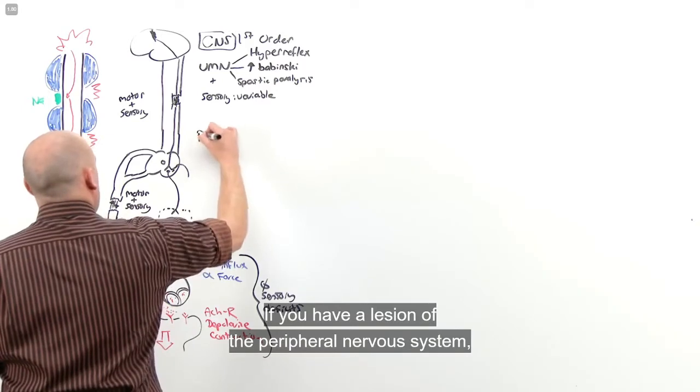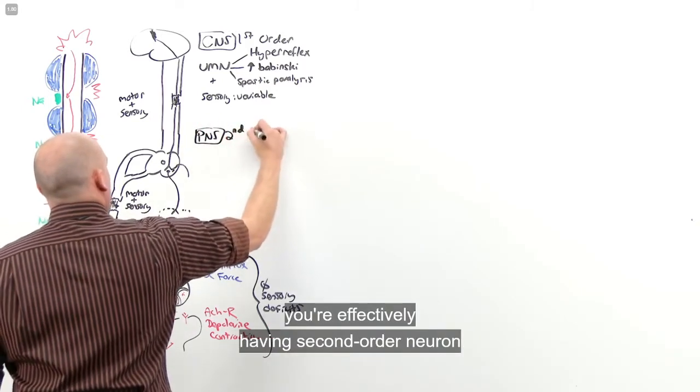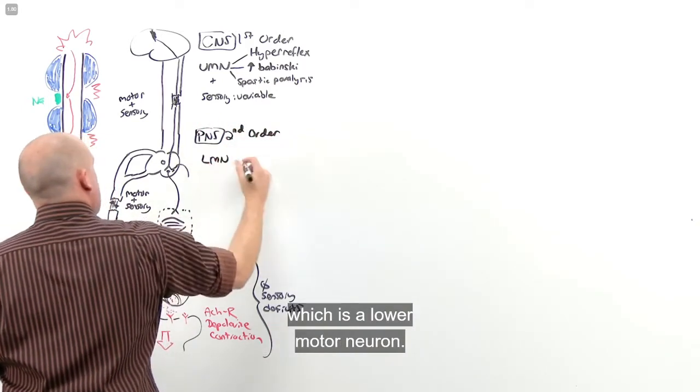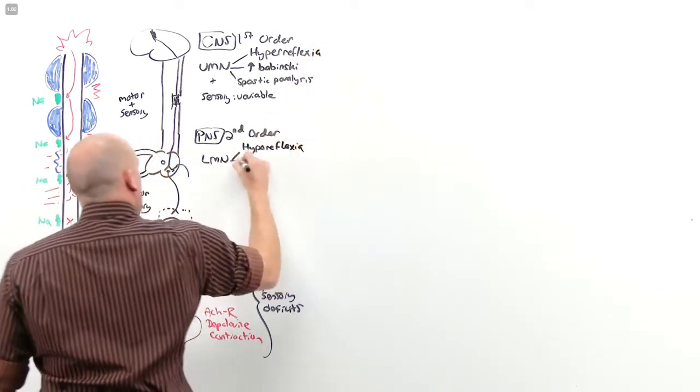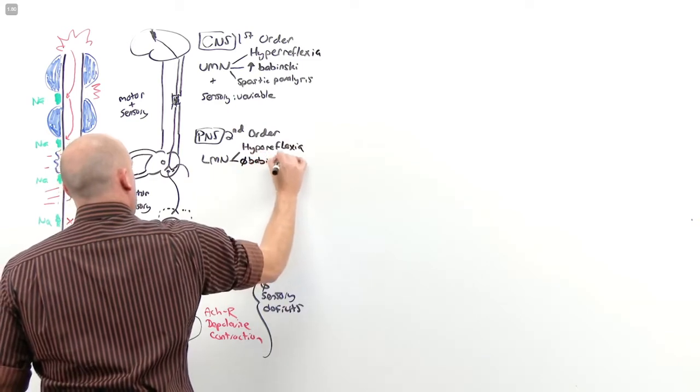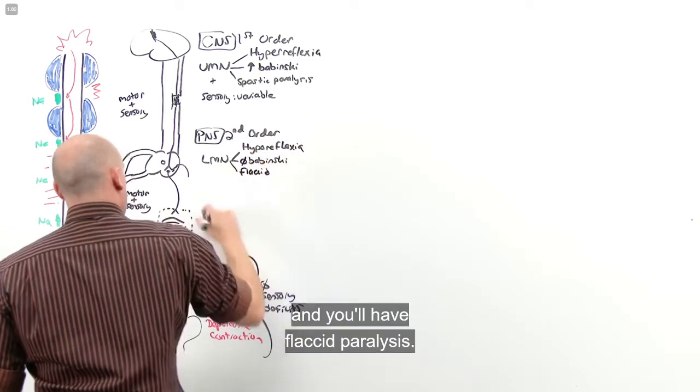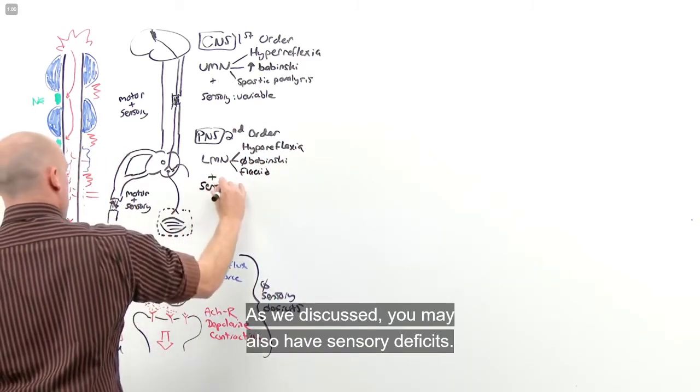If you have a lesion of the peripheral nervous system, you're effectively losing a second-order neuron, which is a lower motor neuron. The symptoms there are hyporeflexia. You won't have any upward movement of the Babinski, and you'll have flaccid paralysis. As we discussed, you may also have sensory deficits.